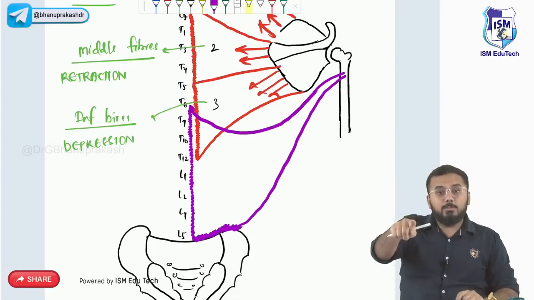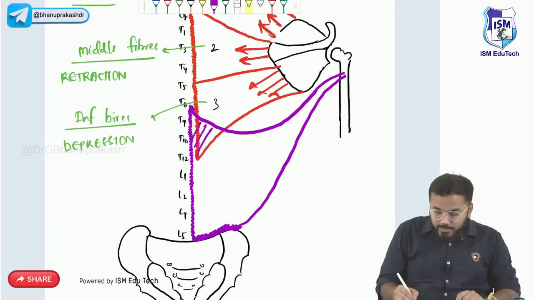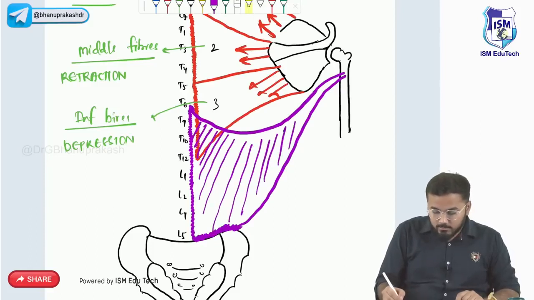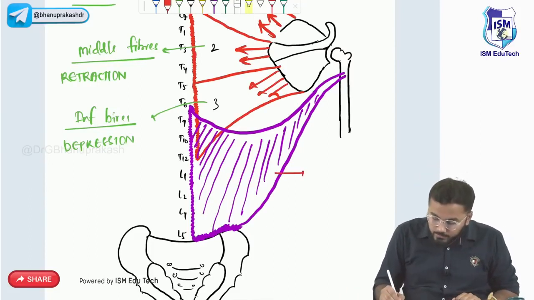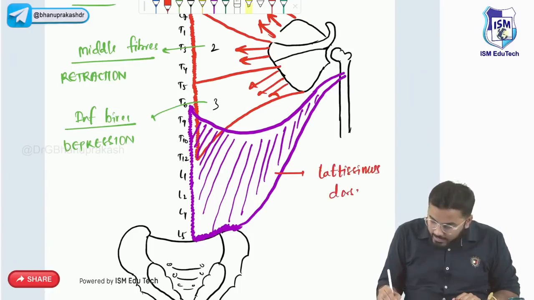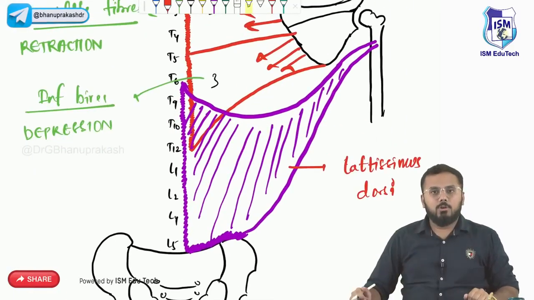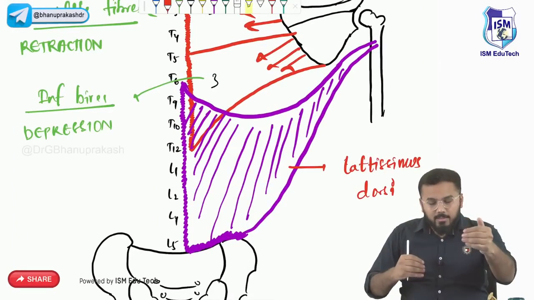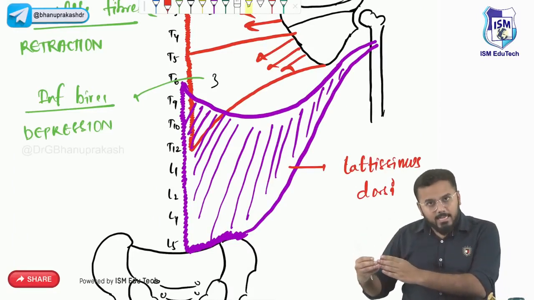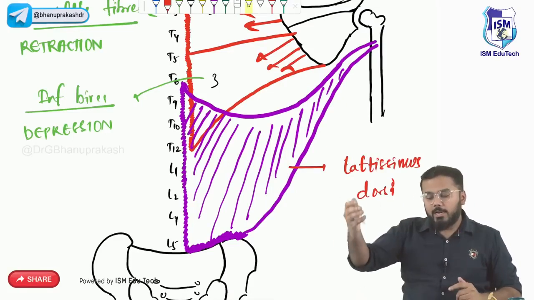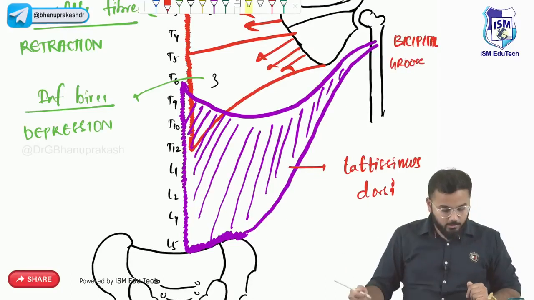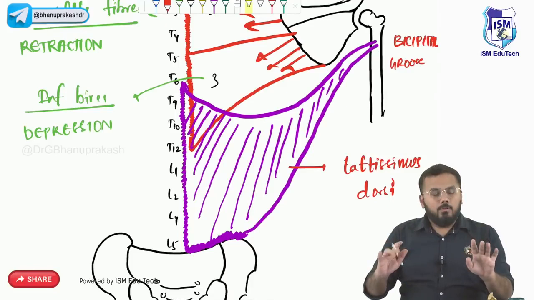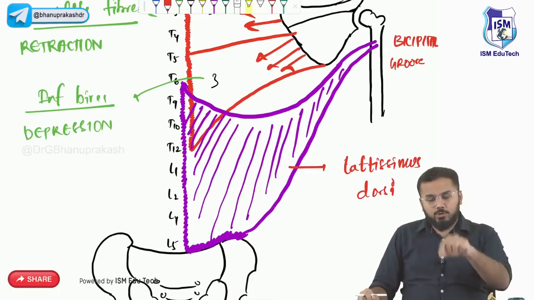What is the muscle that is inserting to your bicipital groove? I have already talked about it. Now it is your time to answer, guys. Very good, Piyush. Excellent. The muscle is called latissimus dorsi. Perfect. This is latissimus dorsi. Origin T6 till L5, half of the sacrum, then iliac crest, then it is going and inserting to your bicipital groove.